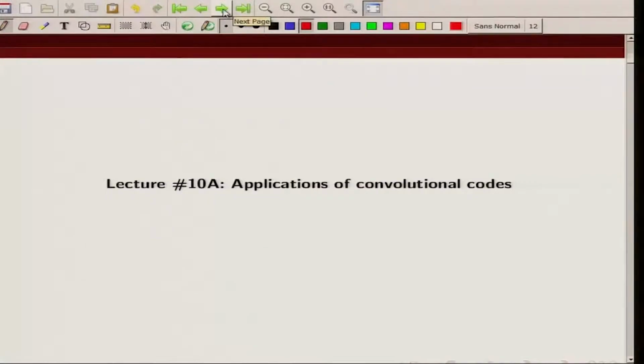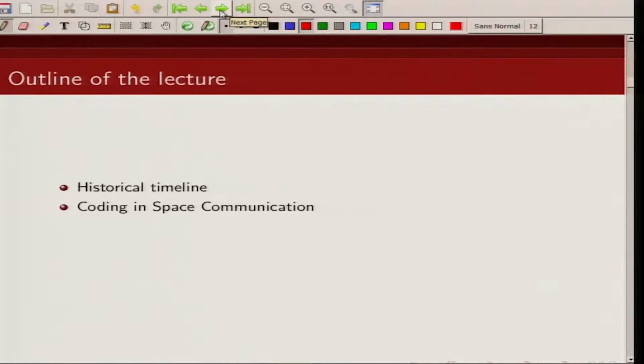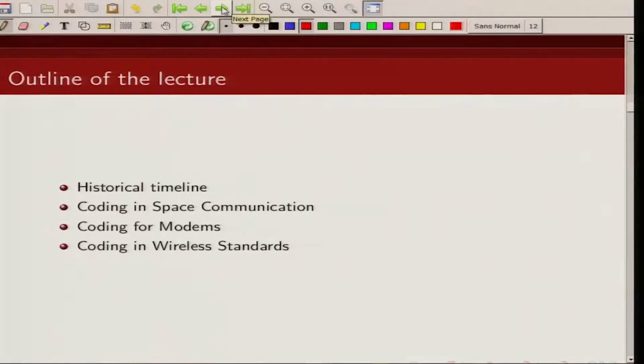The course on error control coding and introduction to convolutional codes. Today we are going to discuss some of the applications of convolutional codes in practice. Before that, we will just do a very brief historical timeline of how coding theory has progressed over the years, and then we will talk about some applications of convolutional code. We will first discuss some applications for deep space exploration and some applications for modems, and finally some applications of convolutional code in wireless communication standards.